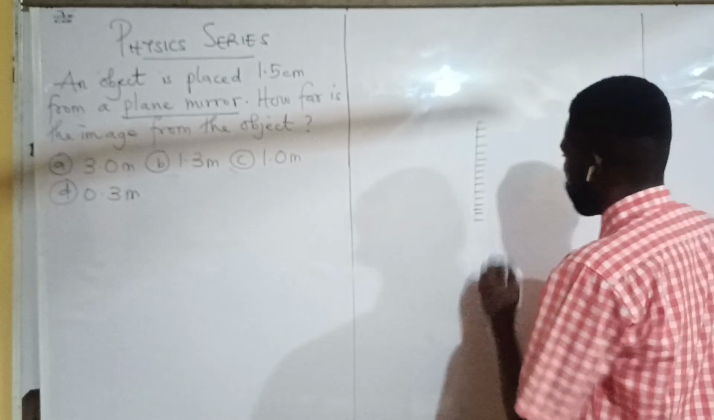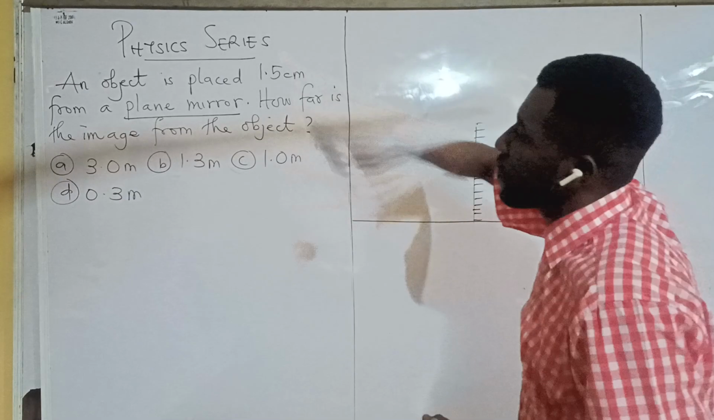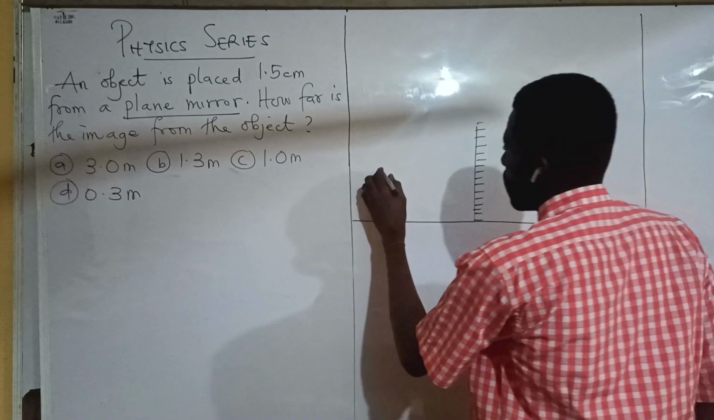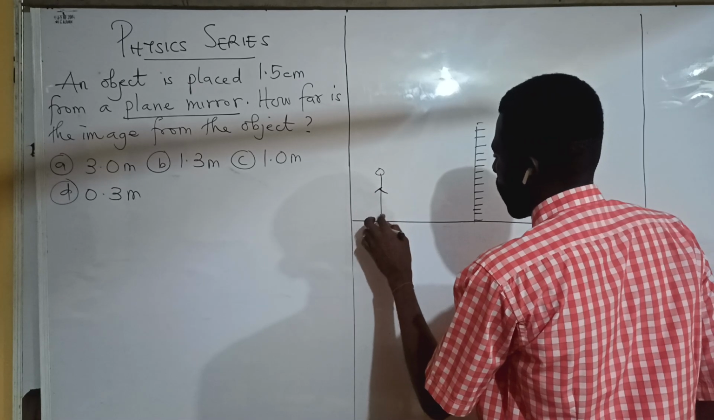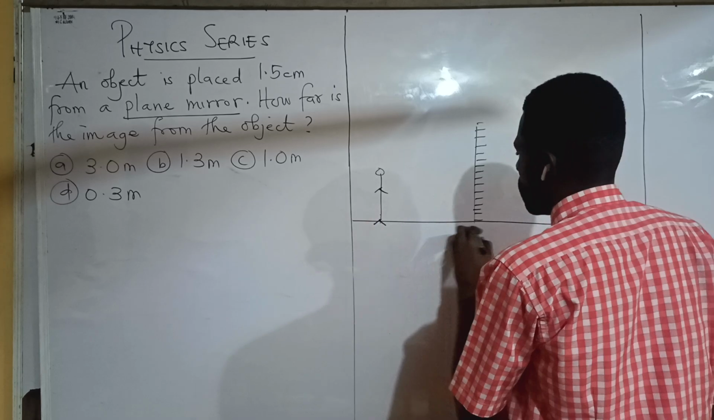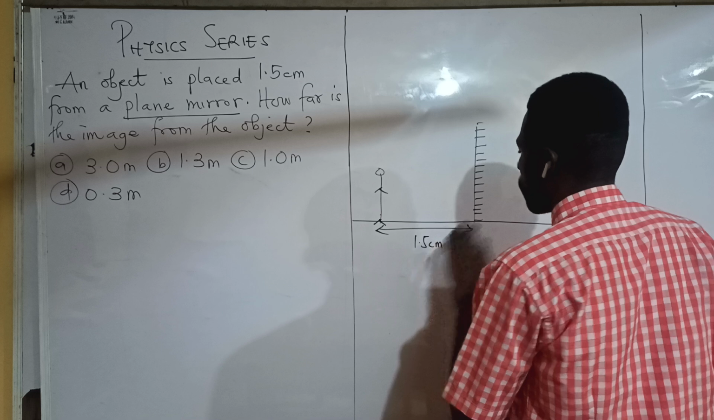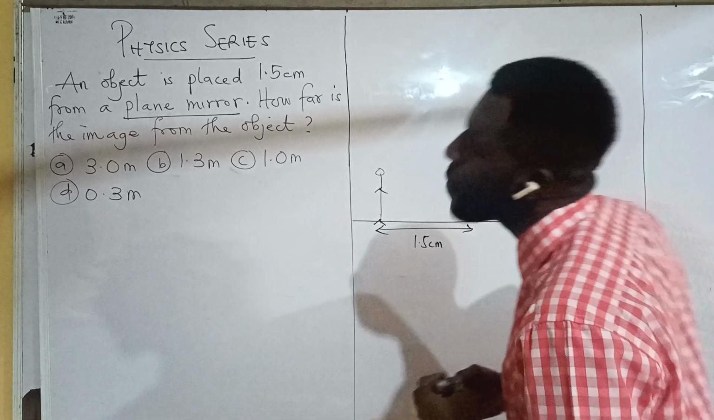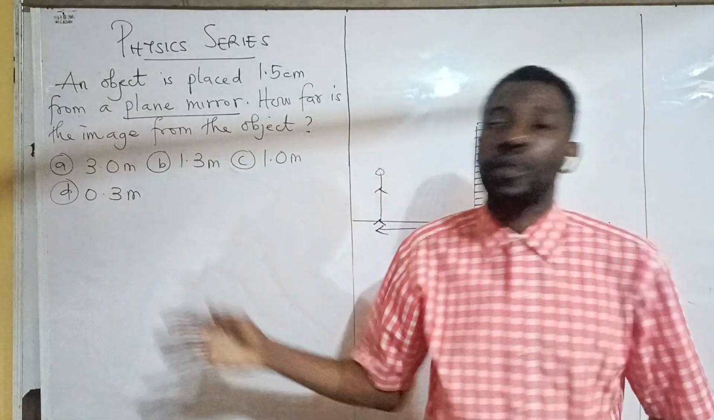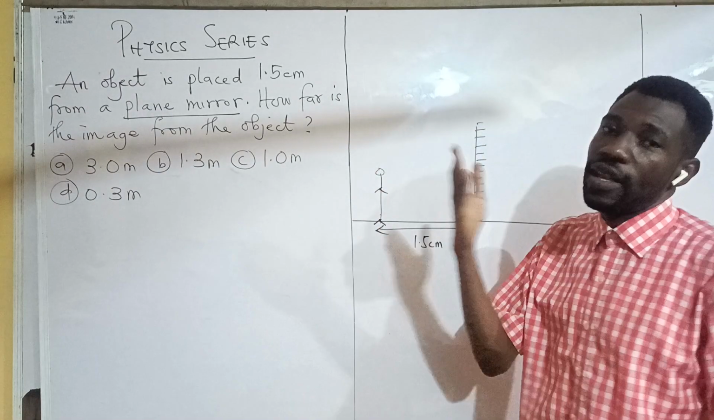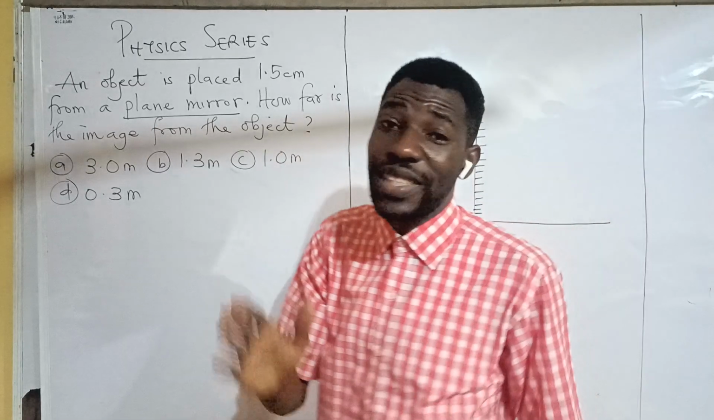Now, for a plane mirror, let's say this is ground level. An object is placed 1.5 centimeters from a plane mirror. So let's say this young boy is placed 1.5 centimeters from this plane mirror. How far is the image from the object? We're expecting that an image will form because a plane mirror reflects light. Now, one of the properties of a plane mirror we must understand is this.